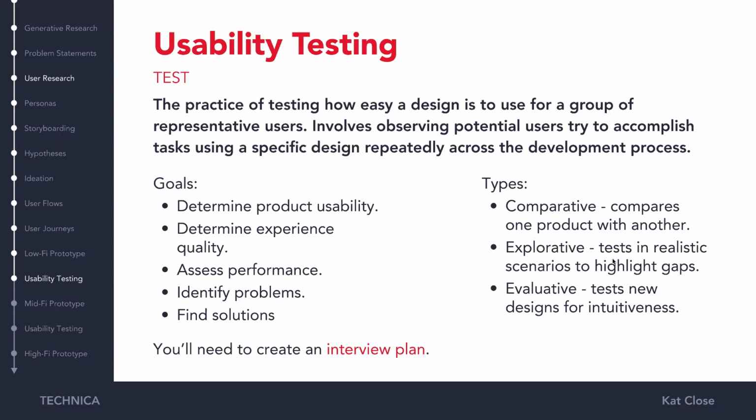It involves observing potential users trying to accomplish tasks using a specific design, repeatedly across the development process to see how it's improving. The goals are to determine usability, to determine experience quality, assess performance, identify problems, and find additional solutions. You can either do this comparatively, by comparing your product to a different product, exploratively, or testing your product in realistic scenarios to understand what could be improved, or evaluatively, understanding the intuitiveness of a new design. Once again, you need an interview plan or a study plan.